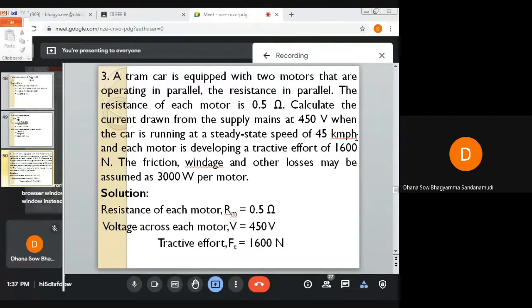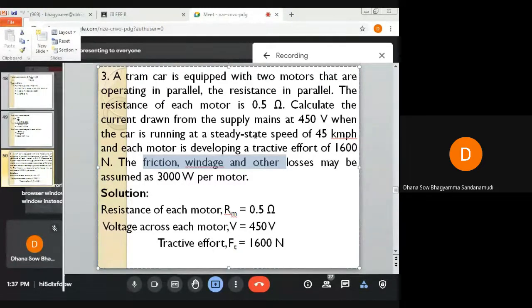So this tram car is running at a speed of 45 kilometers per hour and each motor is developing a tractive effort of 1600 newton. Tractive effort is given, that is F_t, 1600 newton. The frictional, windage and other losses are assumed to be 3000 watts per motor. On the whole, we can say these are all constant losses. So constant losses are around 3000 watts per motor.